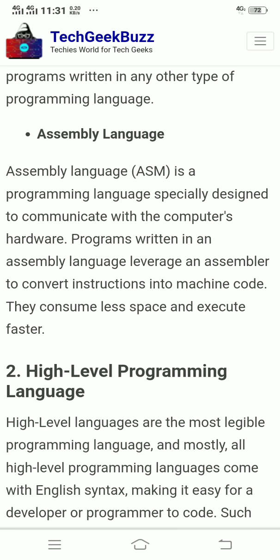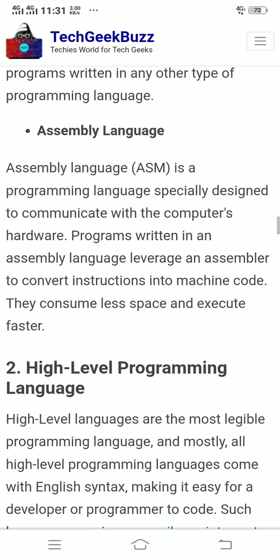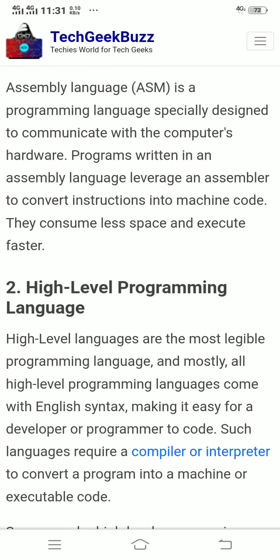So in the next part of the video we discuss high level language. What are high level languages? High level languages are the most legible programming languages. Mostly all high level programming languages come with English syntax, making it easy for developers or programmers to code. Such languages require a compiler or an interpreter to convert a program into machine or executable code.